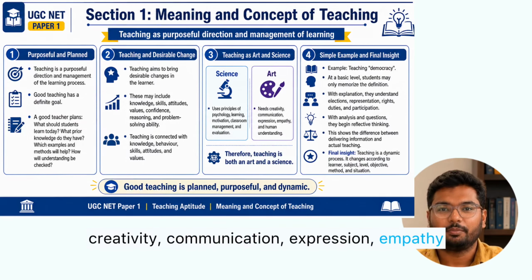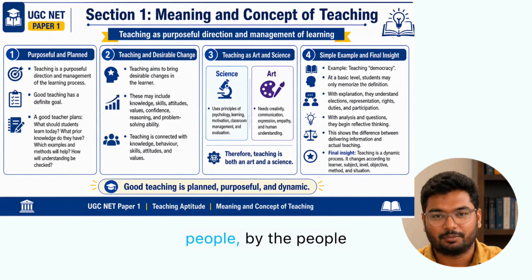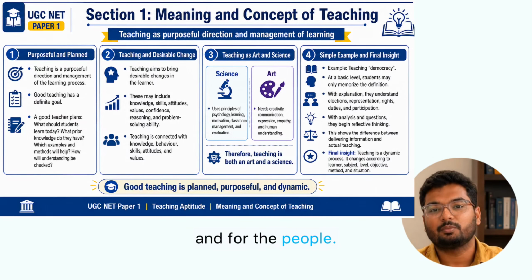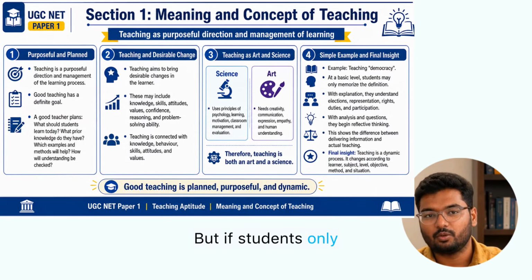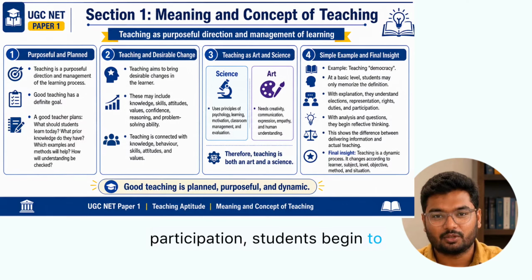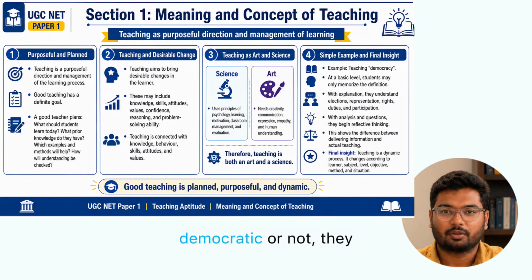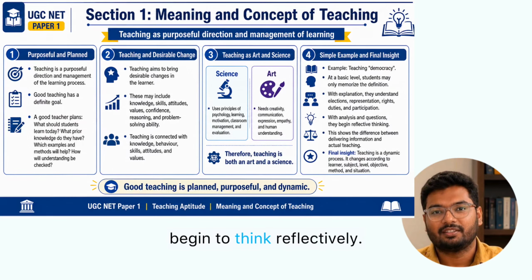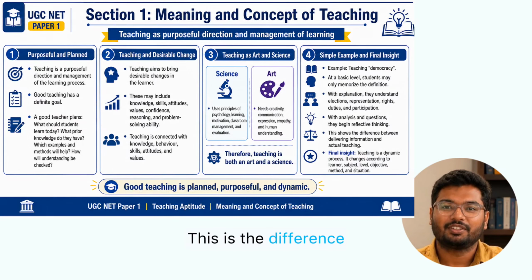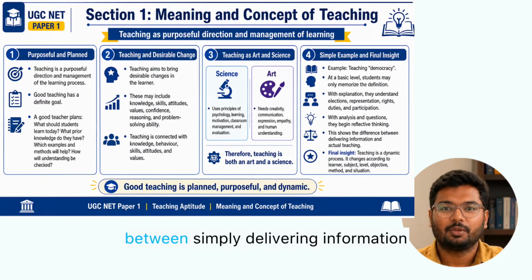Let us take a simple example. Suppose you are teaching the concept of democracy. At a basic level, you may define democracy as government of the people, by the people, and for the people. But if students only memorize the definition, teaching has remained at a lower level. If you explain elections, representation, rights, duties, and participation, students begin to understand. If you ask them to analyze whether a particular classroom decision was democratic or not, they begin to think reflectively. This is the difference between simply delivering information and actually teaching.